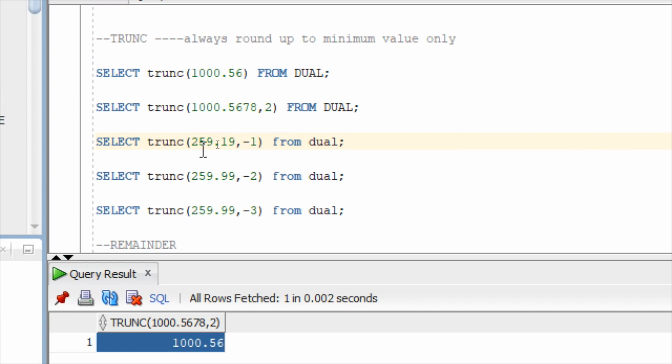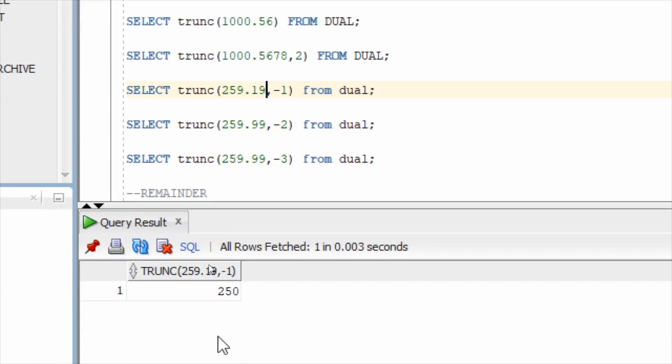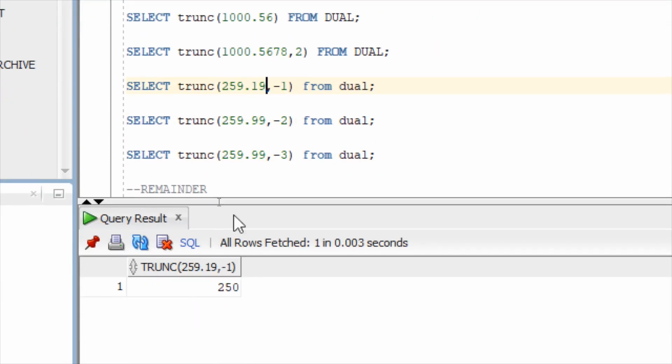259.19. As I already said, minus 1 is the nearest 10, right? Whenever you give minus 1 to this trunc operation, it will always round down to the minimum value. So the nearest 10 is what? Even though we are nearing 260, right? This number is 259. Even though we are nearing 260, 260 won't come, because this is not a round function, this is a trunc function.